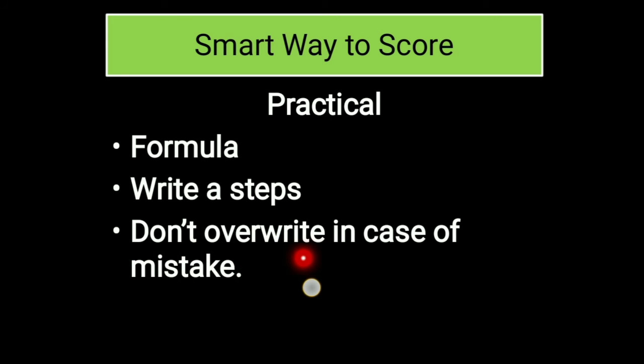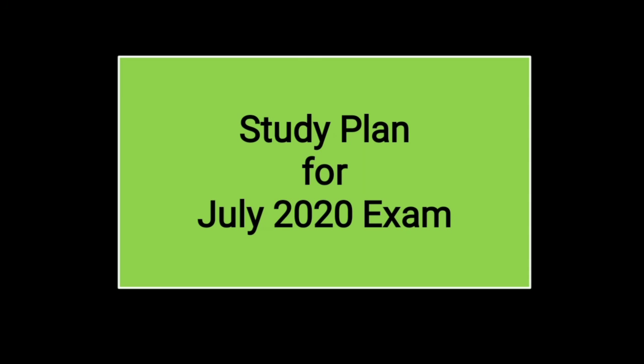The most important thing, don't overwrite in case of a mistake. The majority of students, what I have noticed, whenever they make a mistake in a number, they do the overwriting. If you do the overwriting, we are not able to understand what number you have written over there. So whenever you make any mistake, it's okay. We are human beings and every human being can make a mistake. So simply strike out that mistake and on the next line write down the correct number. So please remember, avoid this overwriting in case of your practical.